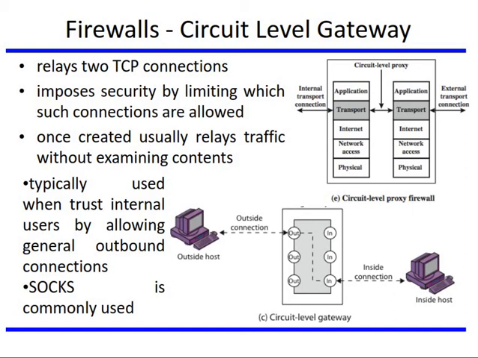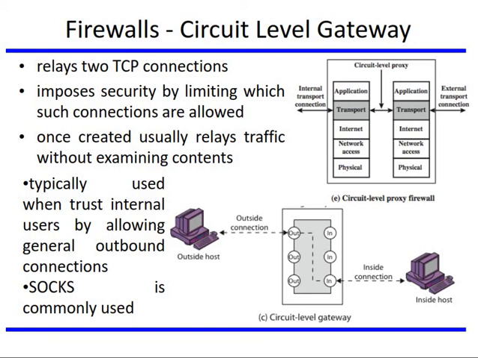A typical use of a circuit level gateway is a situation in which the system administrator trusts the internal users, so whatever information is shared by the internal user is highly trusted by the gateway. A gateway can be configured to support application level or proxy service on inbound connections and circuit level functions for outbound connections. You can change the configurations according to your usage and the network specifications.